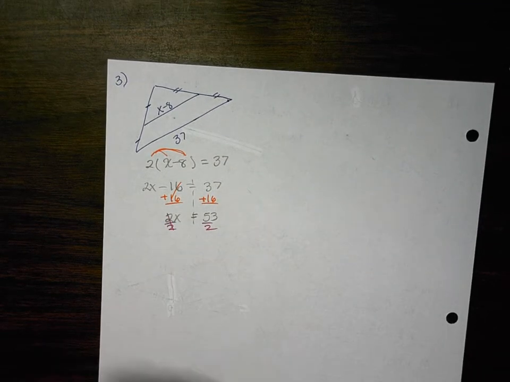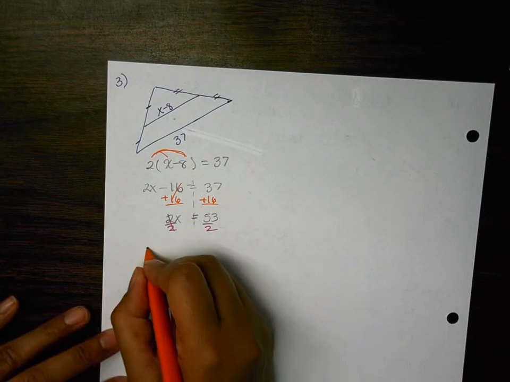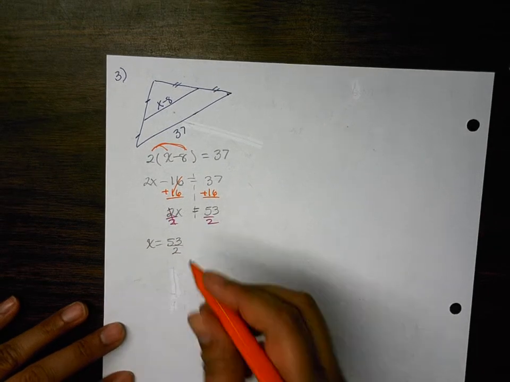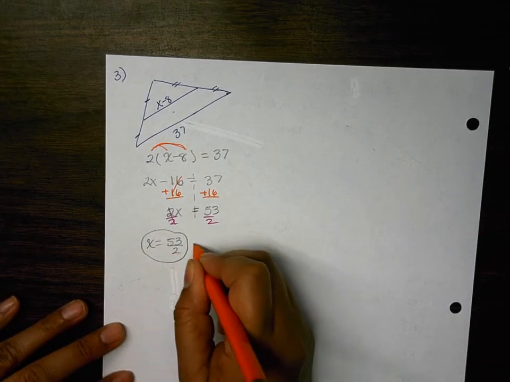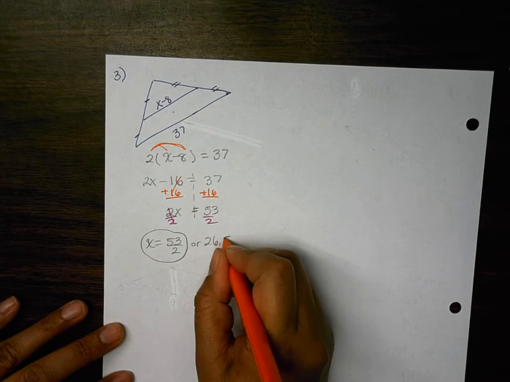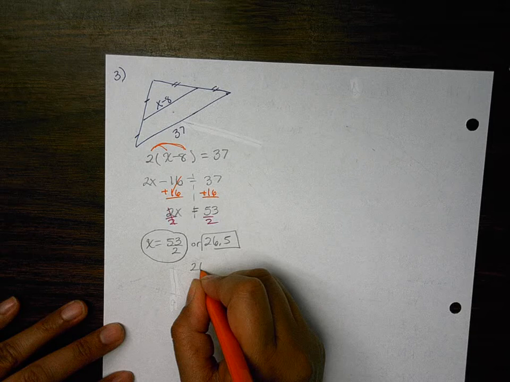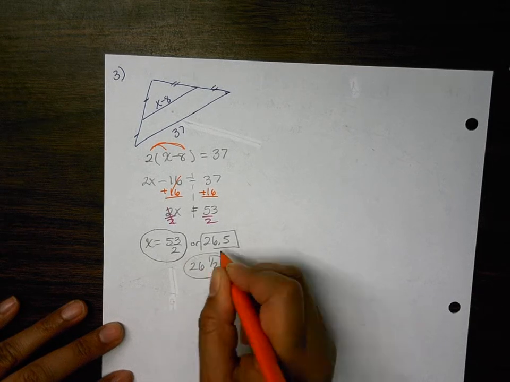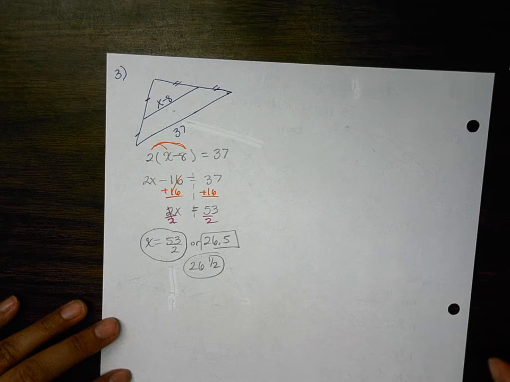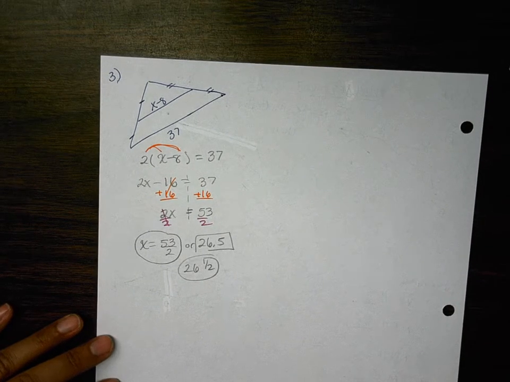Now, here's the deal. I personally do not mind you leaving it as an improper fraction. Some kids don't like it and will change it to a decimal, 26.5. Some kids will change it to a mixed number. I don't care which way you write it. You pick.